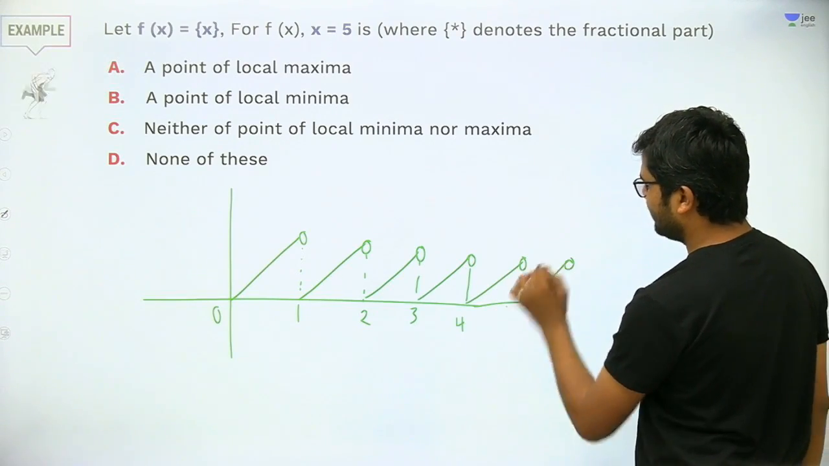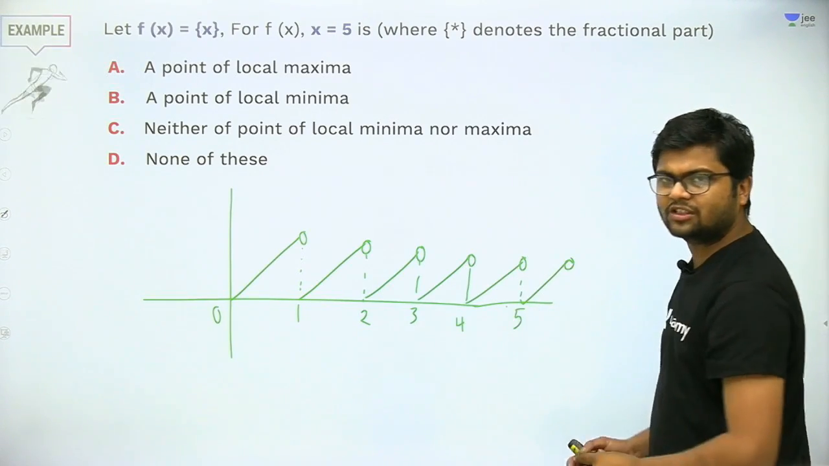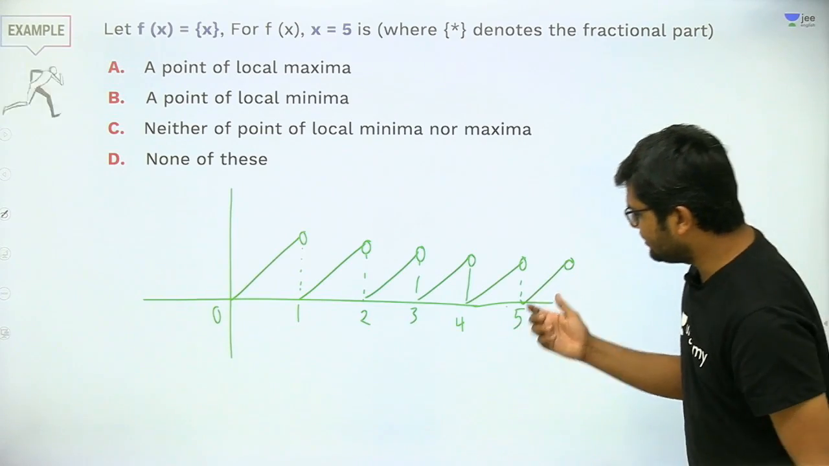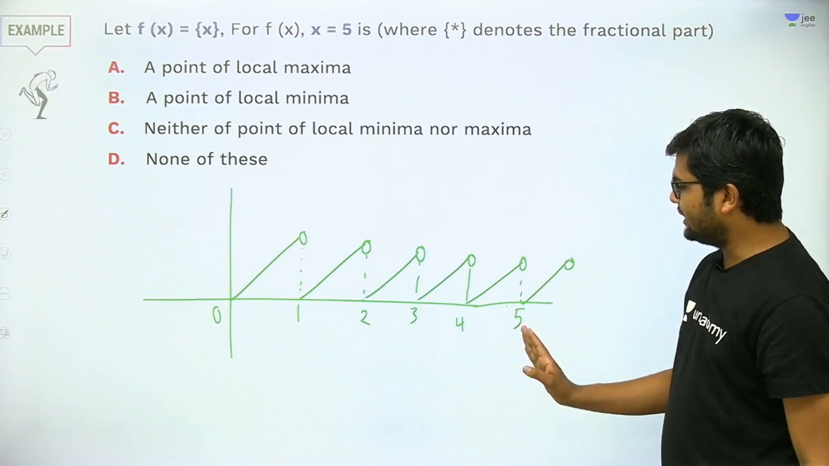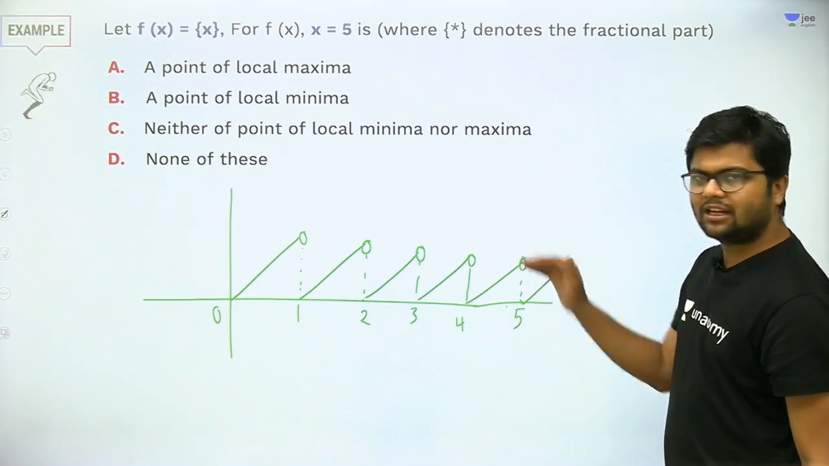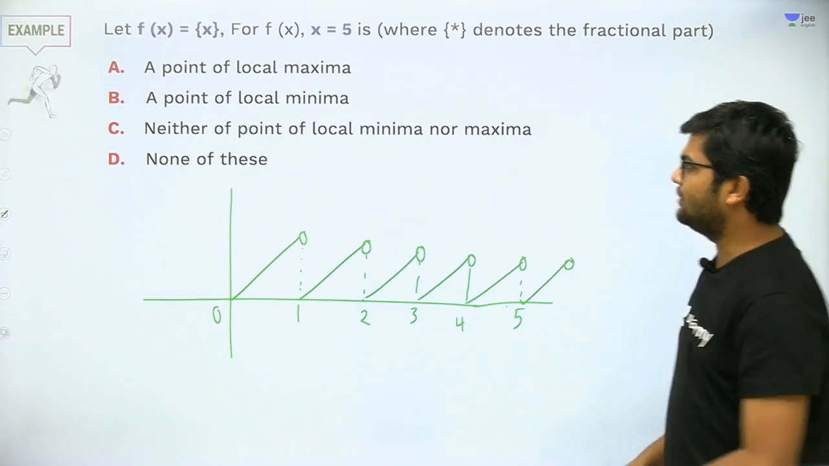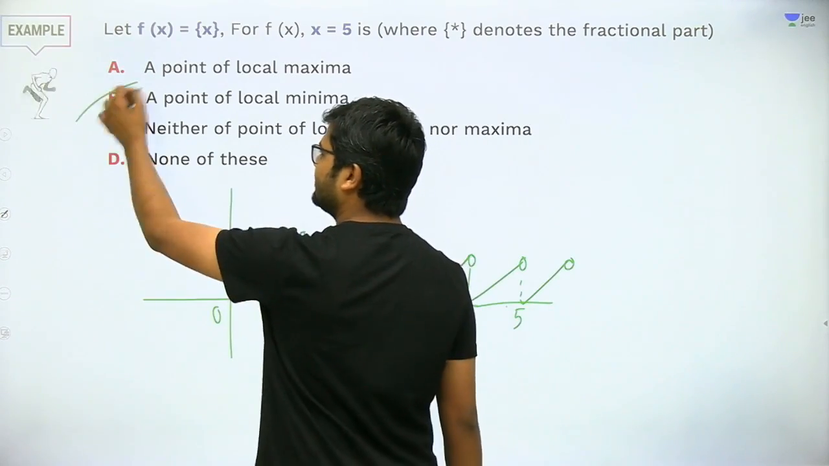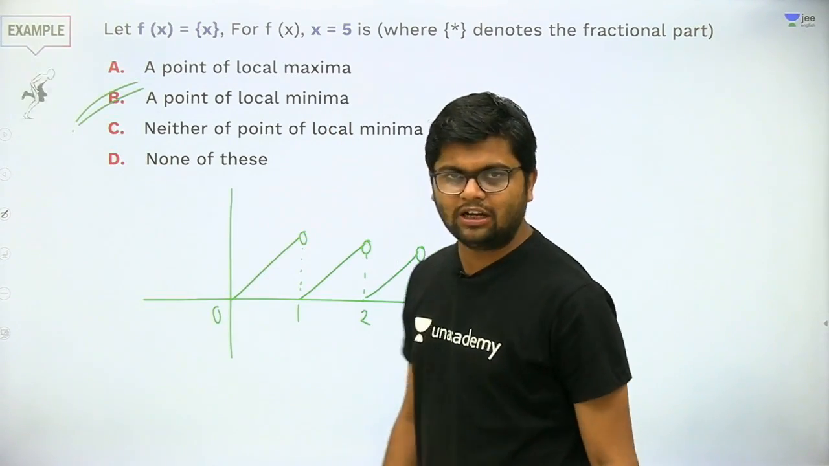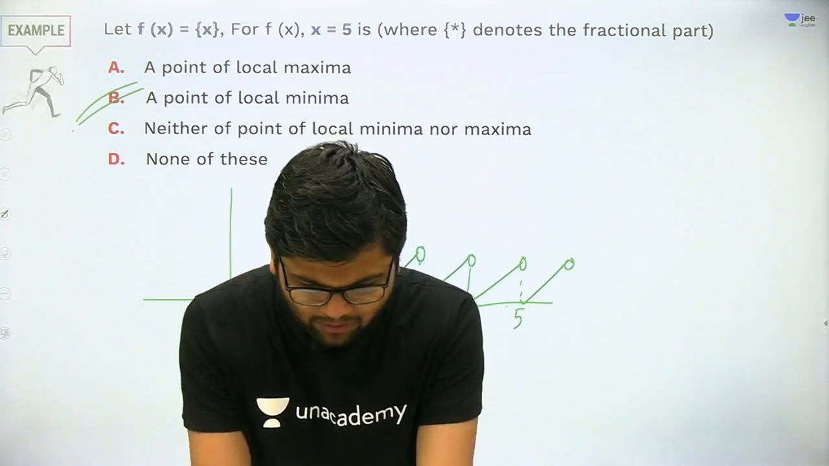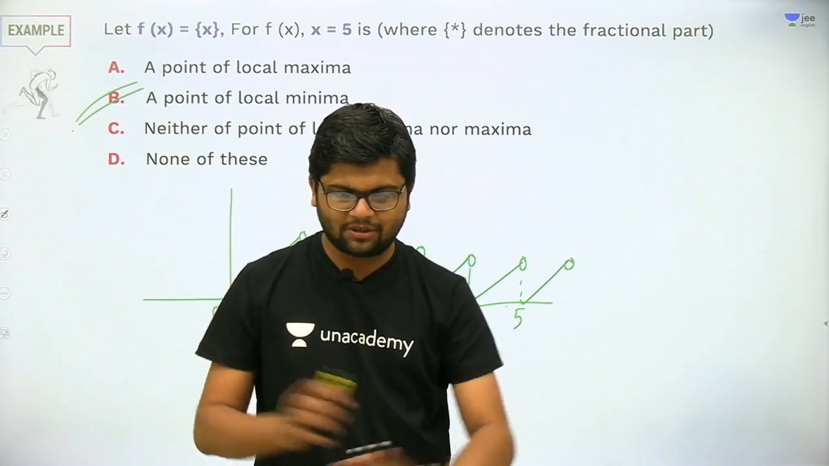Now at 5, in the neighborhood of 5 we have to discuss whether it is a minima or maxima. On the left hand side of 5 it is greater than the value at 5. On the right hand side of 5 it is greater than the value at 5. So confirm that x equal to 5 is a point of local minima. The answer will come out to be B. Very basic question.